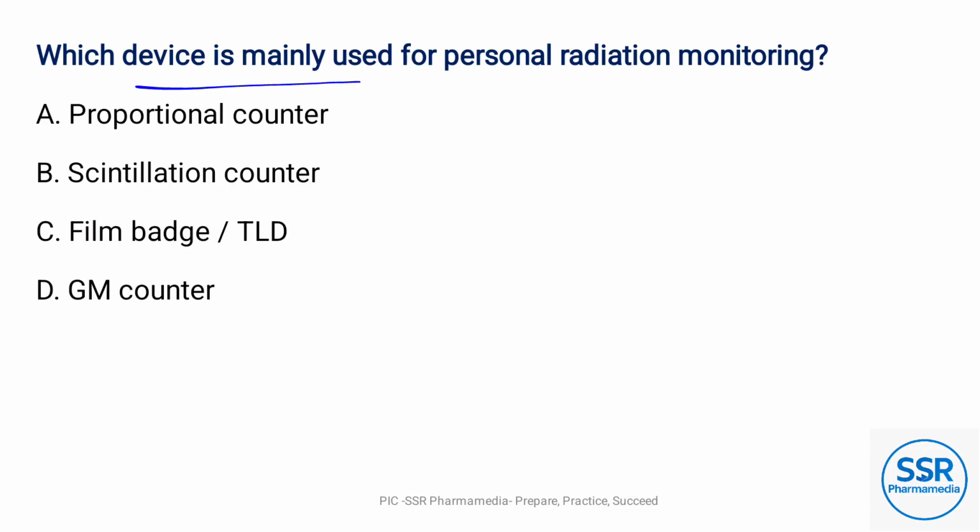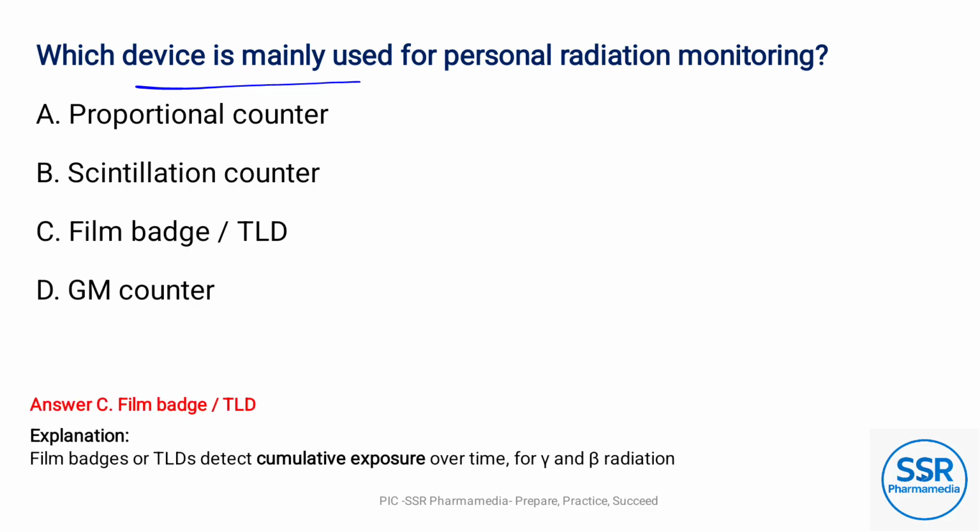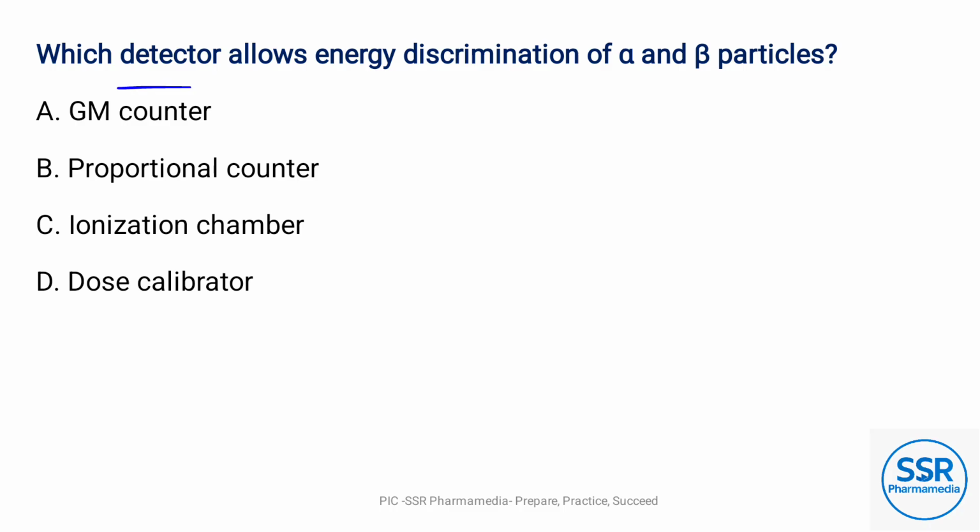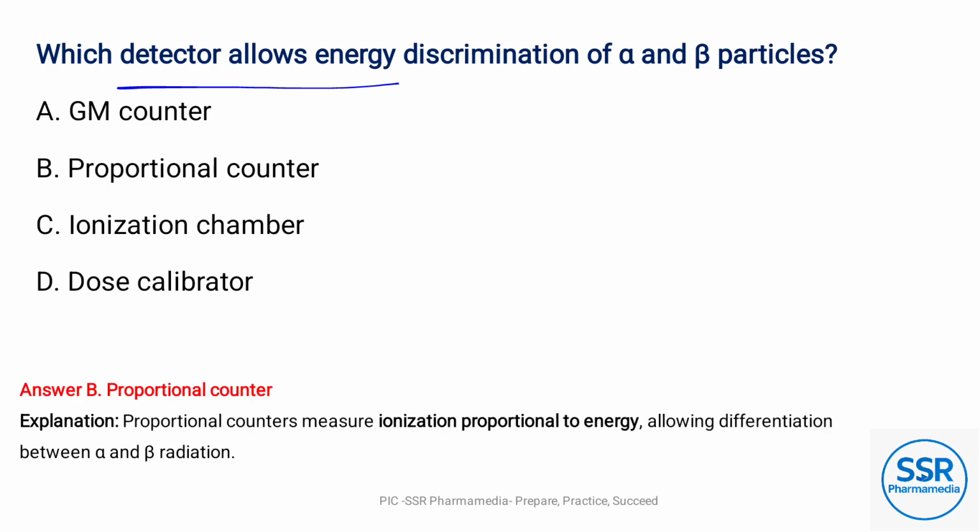Which device is mainly used for personal radiation monitoring? Option C, film badge and TLD method. Which detector allows energy discrimination of alpha beta particles? So option B, proportional counter method.